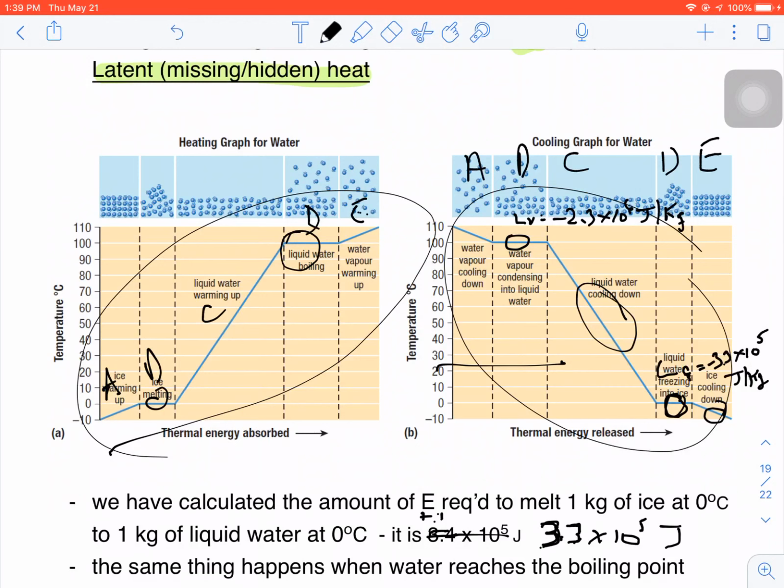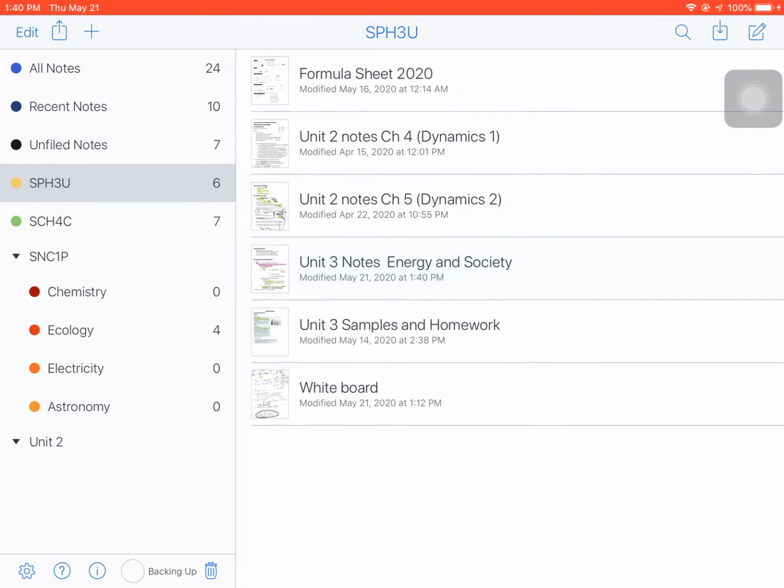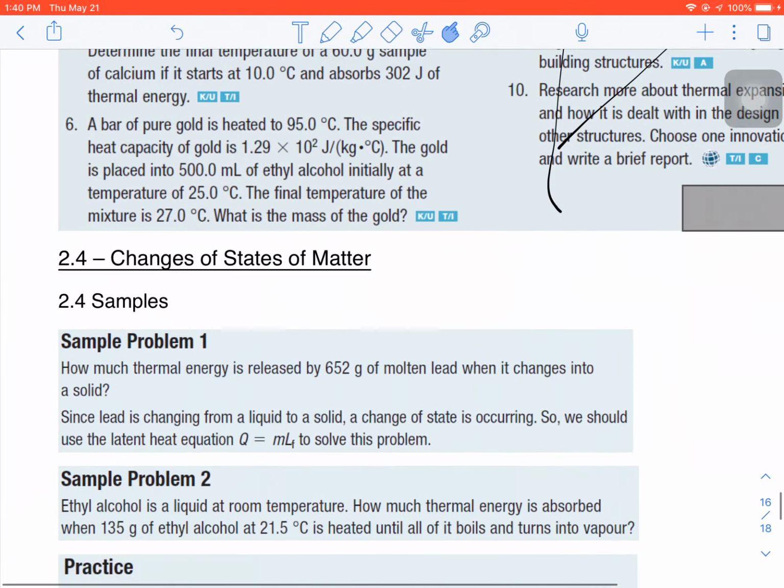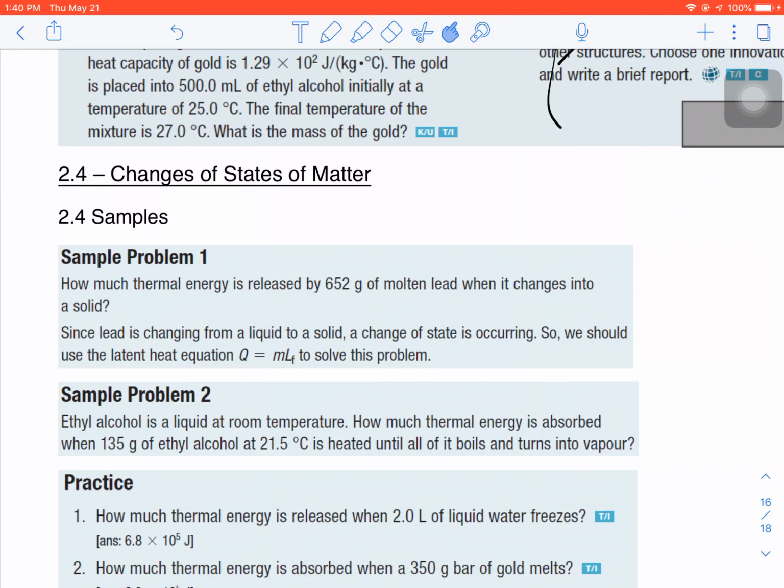Okay, so let's go to the 2 questions that were in the samples in our booklet. So I've got 2 samples here. The first one says, how much thermal energy is going to be released if I have 652 grams of molten lead, liquid lead, and it's going to turn into a solid. Notice it's not talking anything about temperature changes. It's just saying all I am doing is freezing, solidifying some liquid lead into solid lead.